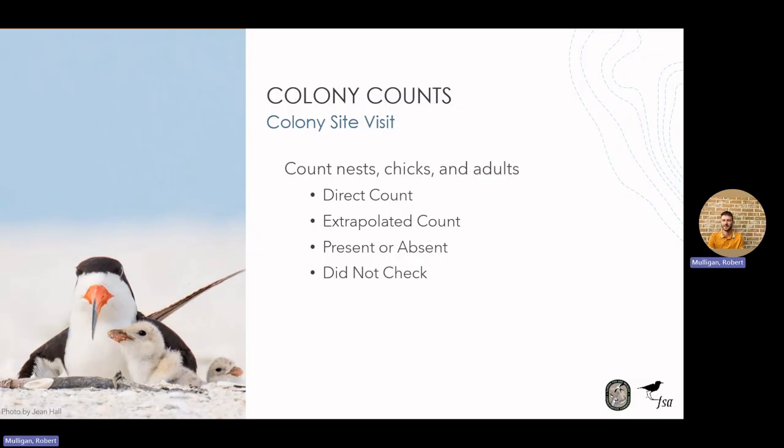When counting seabirds, we ask that you report the count type because it lets us know how you counted the birds, which gives us a sense of the accuracy for those numbers. There are 4 different count types for colonies: direct, extrapolated, present or absent, and did not check. Count types are defined on pages 11 through 13 in the breeding bird protocol. Different survey conditions will dictate what count type you use.